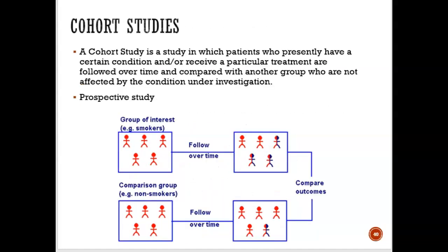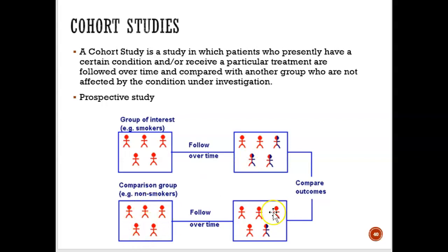Okay, let's look at cohort study. So a cohort study is when people are put into groups. So we see people in groups. Here's a group of smokers and here's a group of non-smokers, and we follow them over time to see who gets cancer. So people who smoked, 3 people got lung cancer.